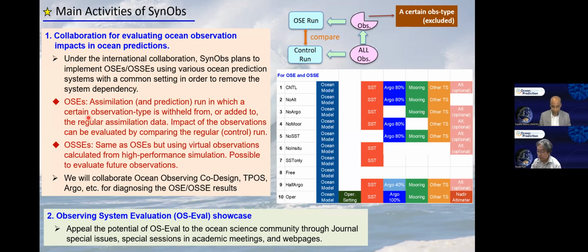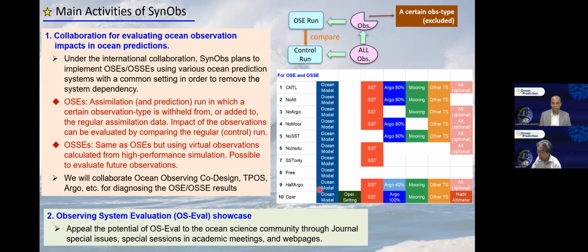OSE is a simulation or prediction run in which a certain observation type is withheld from or added to the regular assimilation data, and the impact of the observation can be evaluated by comparing the regular run and the OSE runs. And OSSE is the same as OSE, but using virtual observation calculated from high performance simulation. And it is possible to evaluate future observation with OSSEs.